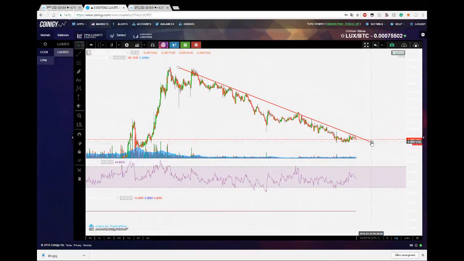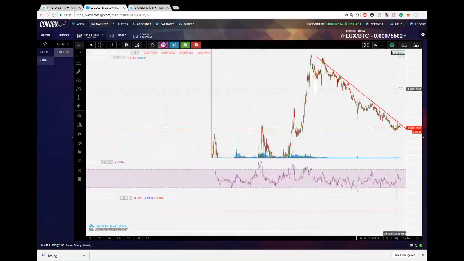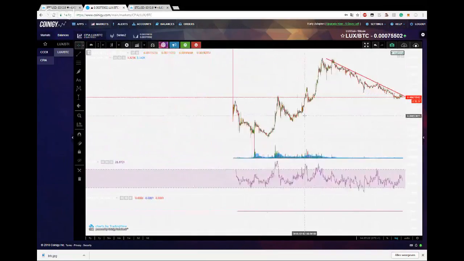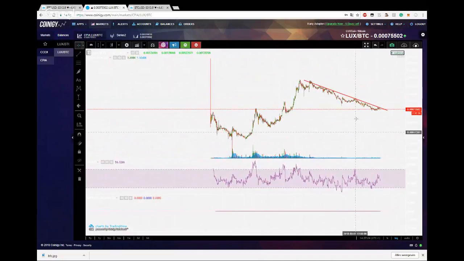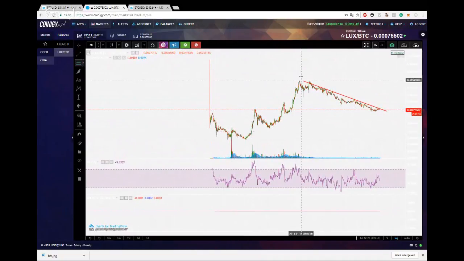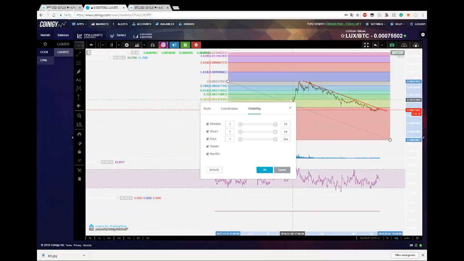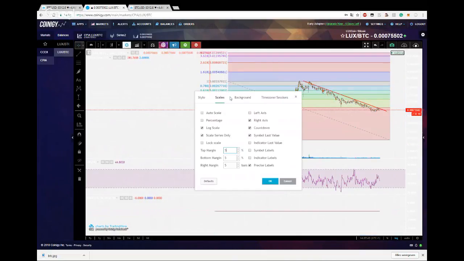Suddenly we have something that makes total sense. This is the resistance, the downward trend line. Here are the Fibonacci levels. Let me just draw this out. There. Now, we're going to be really creative here. Sometimes you have to be.